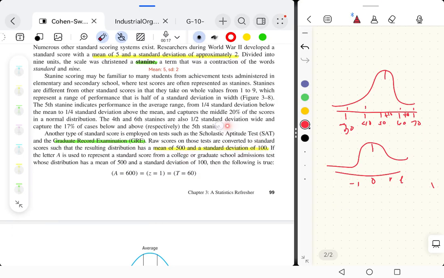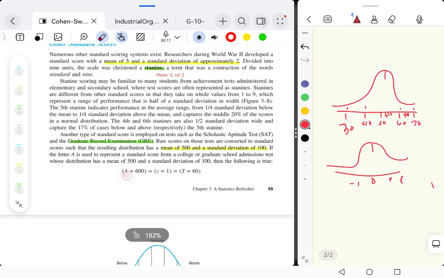So when you think of a high score, where the mean and standard deviation are both large, then it's automatically the Graduate Record Examination score or the A score.